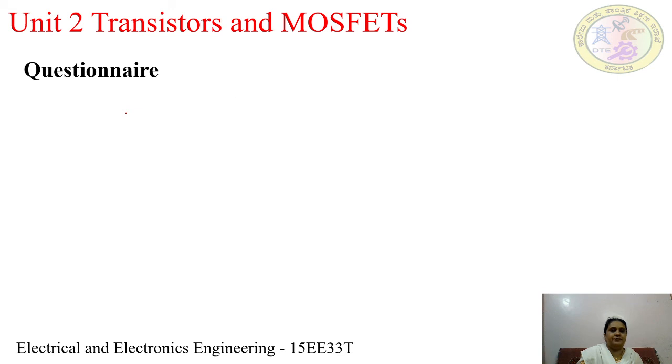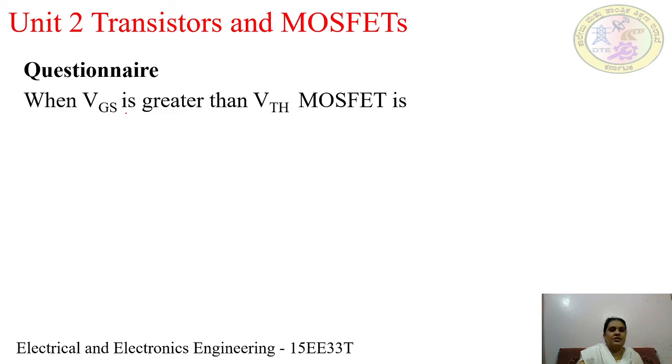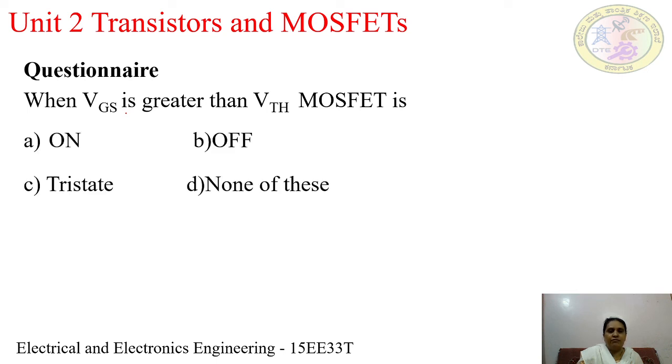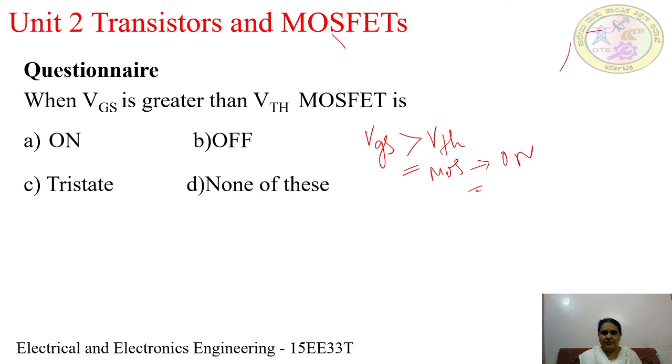Next question. When VGS is greater than VTH, MOSFET is: on, off, tri-state, none of these. If the VGS is greater than VTH, we know that the MOSFET is on. So it is option A.